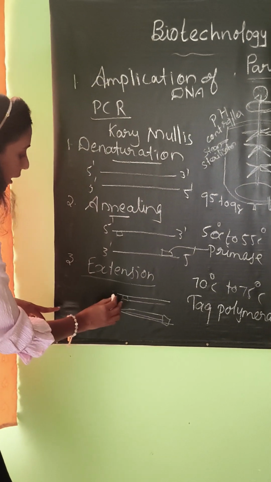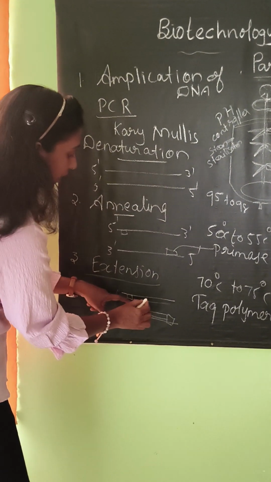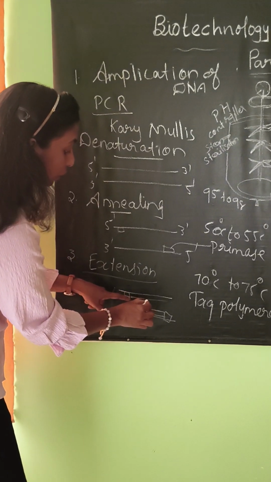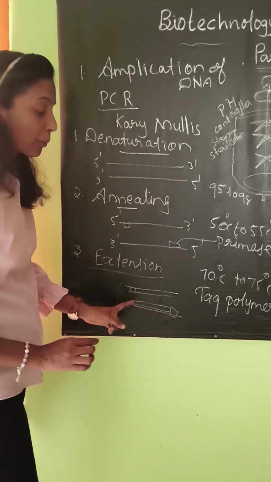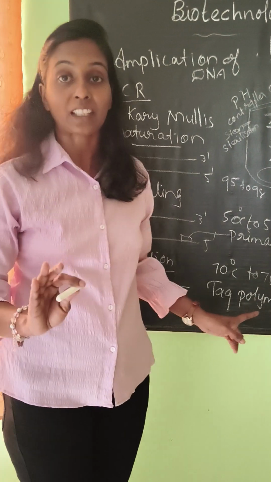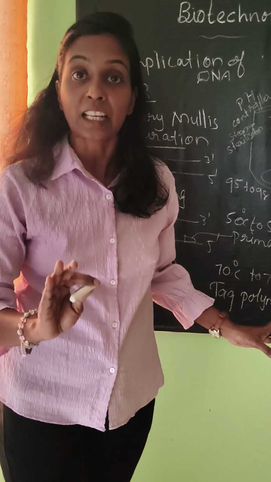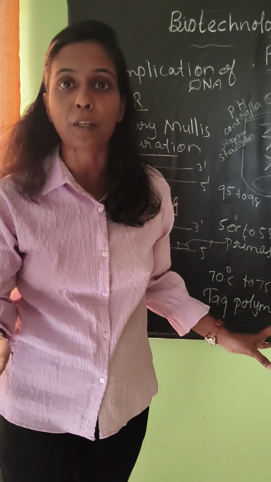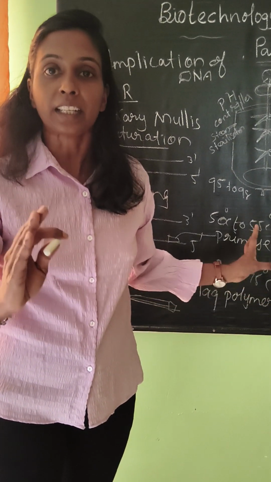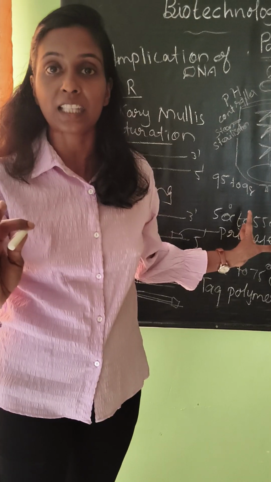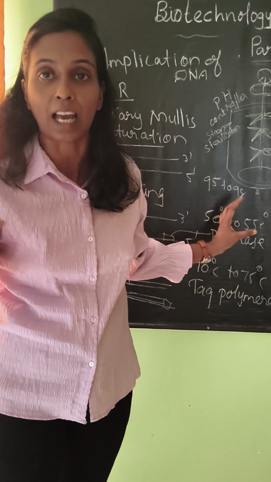With the help of this extension, a new strand is formed. So in the end these two strands become four strands. With the help of PCR we can make billions of copies of DNA. That is PCR. By the help of this PCR we can make larger copies.